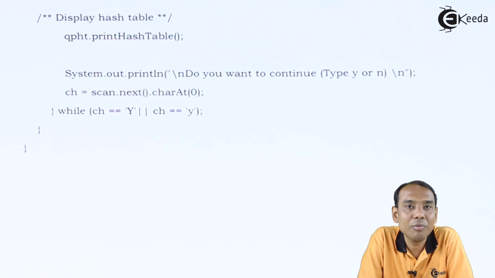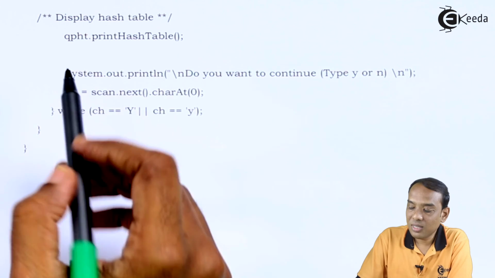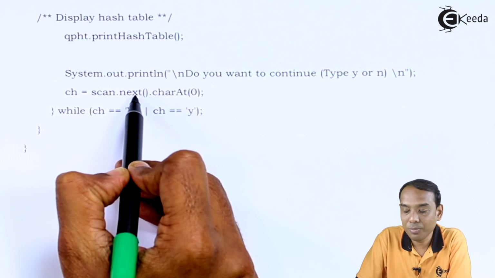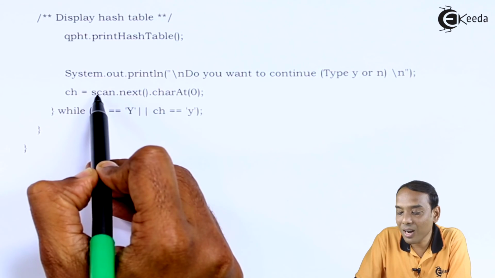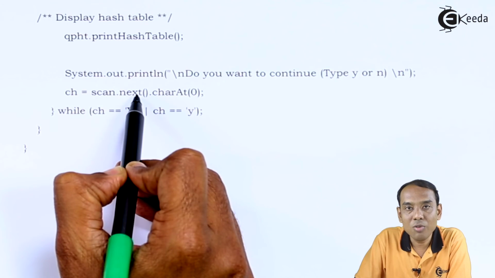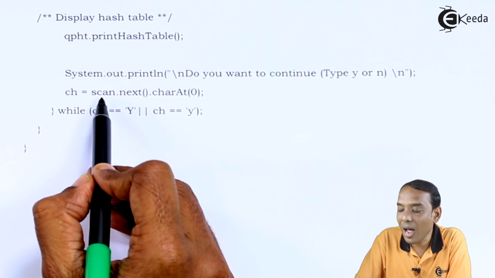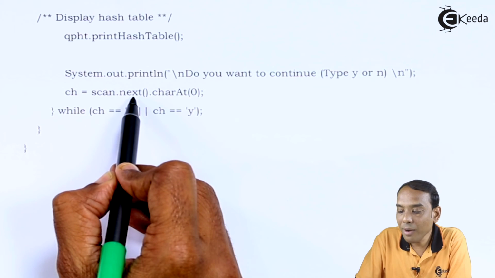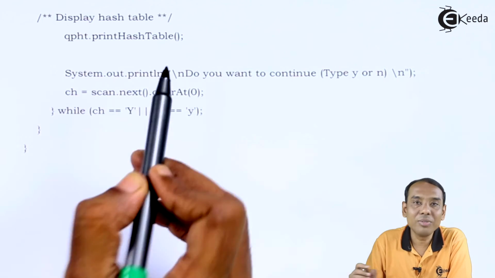For this, I have written within the round brackets, type Y, so that he can continue with this set of operations. We need to store the choice of the user in a variable called ch. For this, we are going to write ch equal to scan.next. This is the object of the scanner class and the next method is called. Based on this, we are going to take the value.